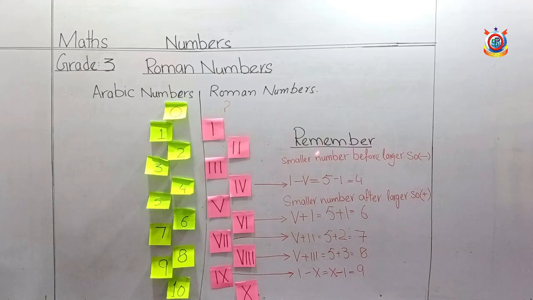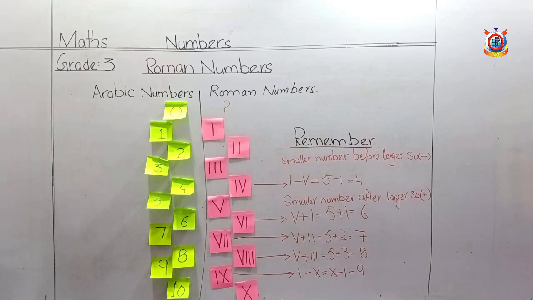Okay students, remember that when a smaller number comes before a larger number, you will subtract. Look at 4. 1 is the smaller number and 5 is the larger number. 1 comes before 5. That is why the subtraction rule will apply. So 5 minus 1. 1 will subtract from 5 and it will be equal to 4.